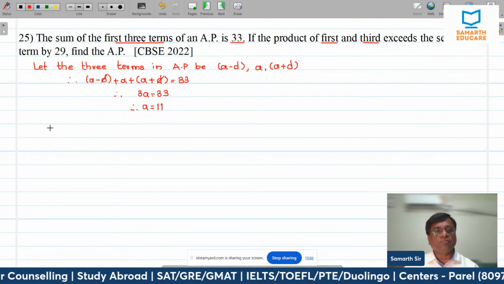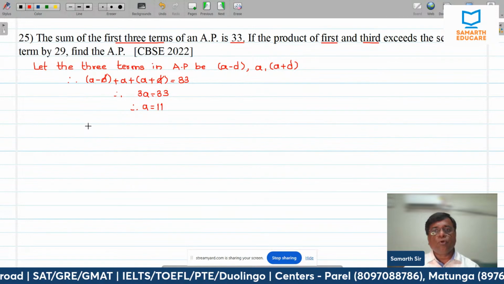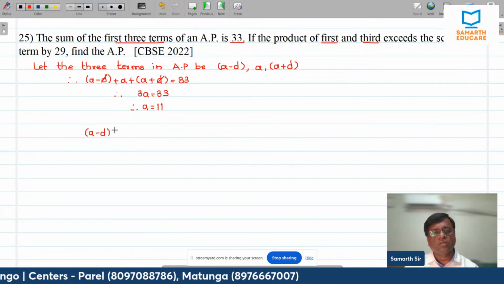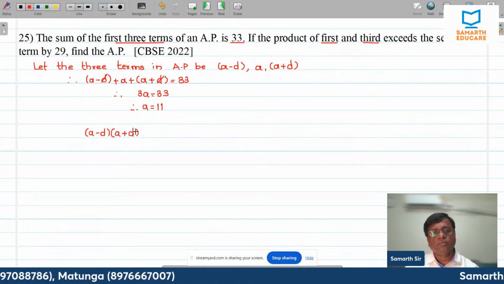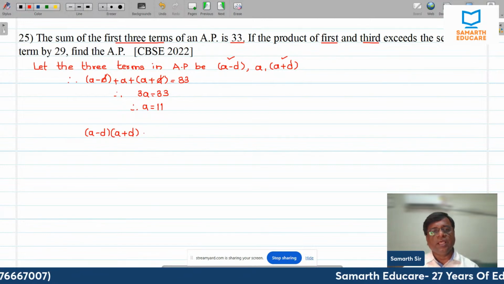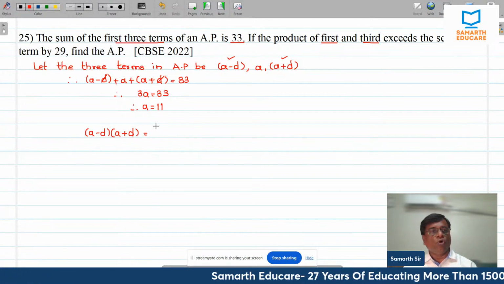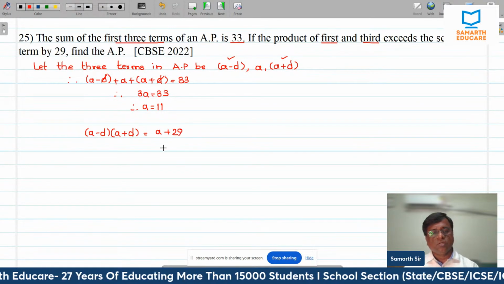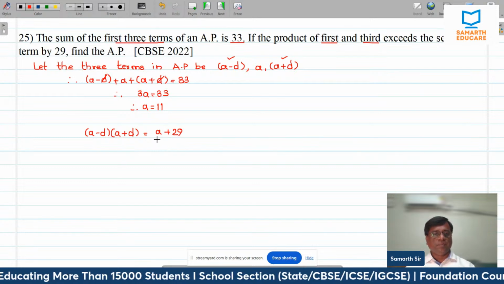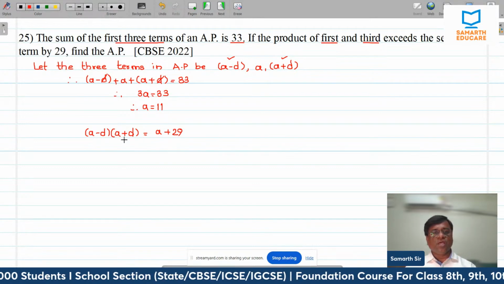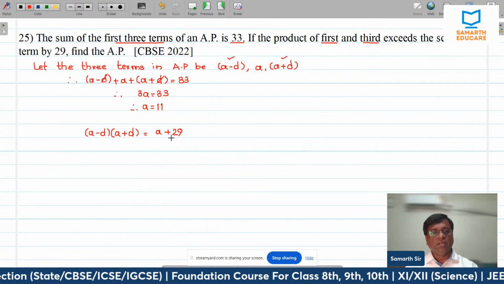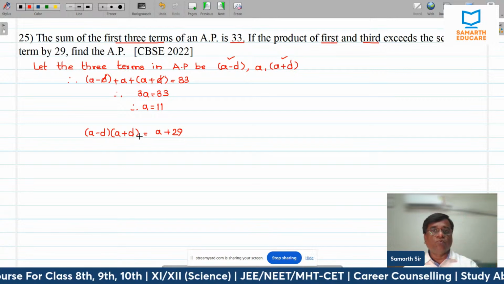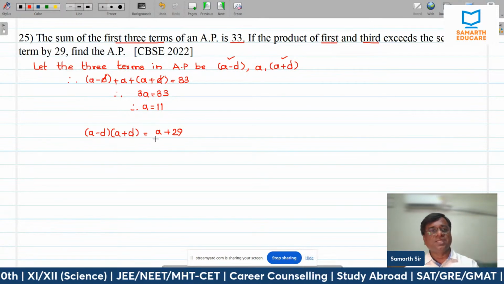Now the second condition, it says that the product of first and third term exceeds the middle term or the second term by 29. That means it exceeds, isse zyada hai. In simple words, it is a square, this minus a is 29. Agar nahi samjha hai to exceeds matlab zyada hai. Humne kuch questions kiye the, 40 more than matlab exceeds, right?